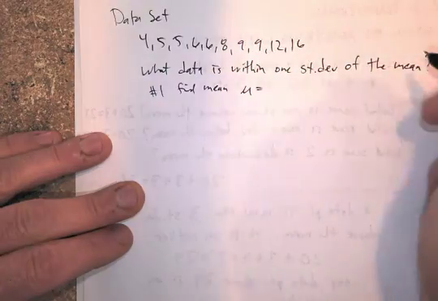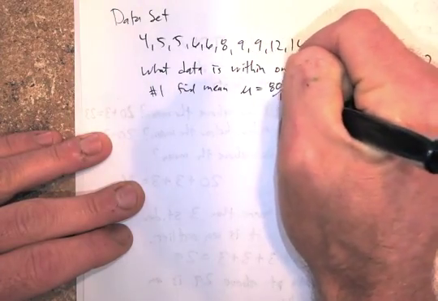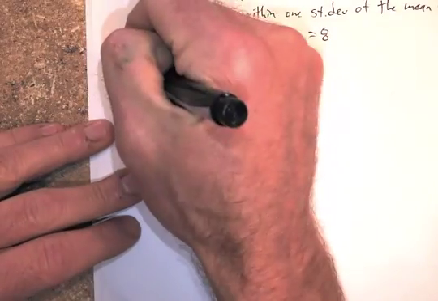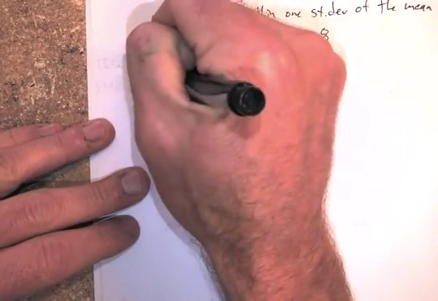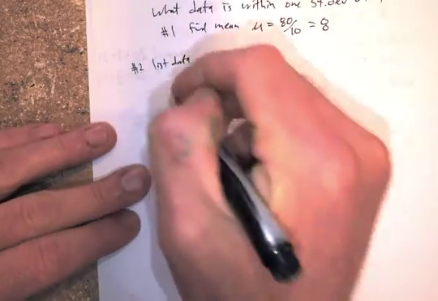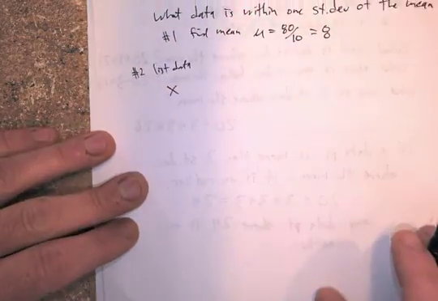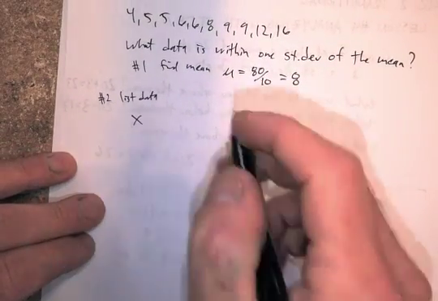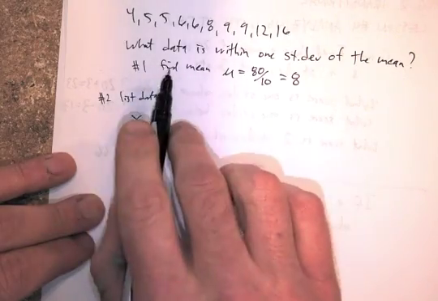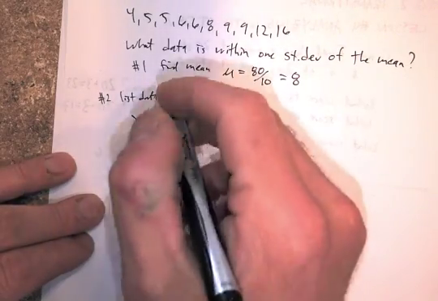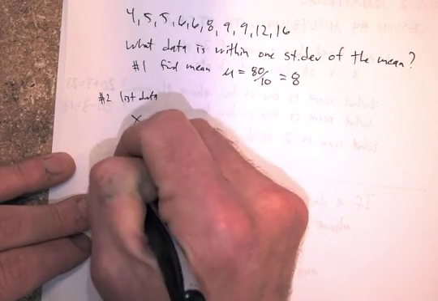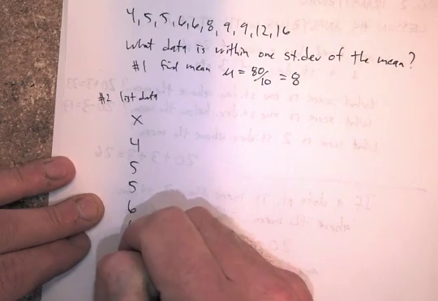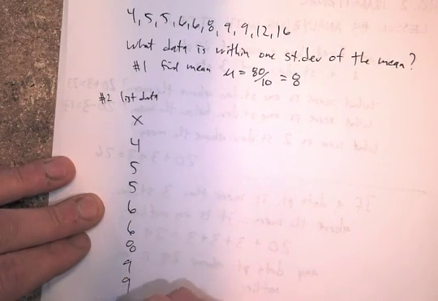Mu, I calculated out already. Came out to 80 over 10 is 8. All right. List out your data. Remember these steps? Shouldn't have made this data set so big. I don't know why I did that. Sorry if you couldn't see that. Got your data. What data is within 1 standard deviation of the mean? Okay, 4, 5, 5, 6, 6, 8, 9, 9, 12, 16.